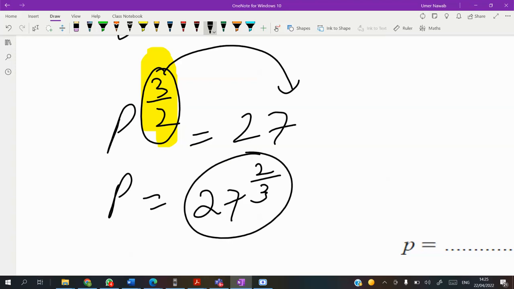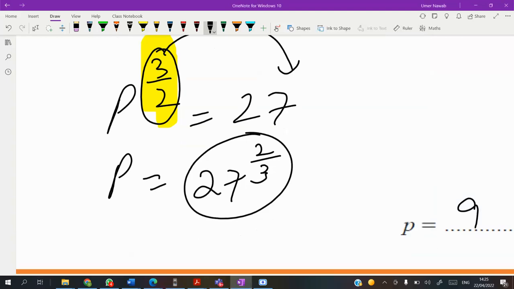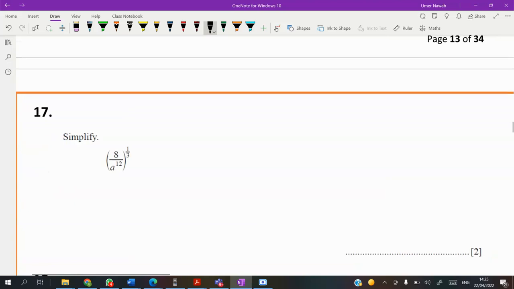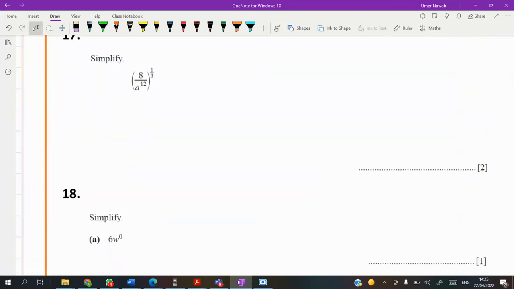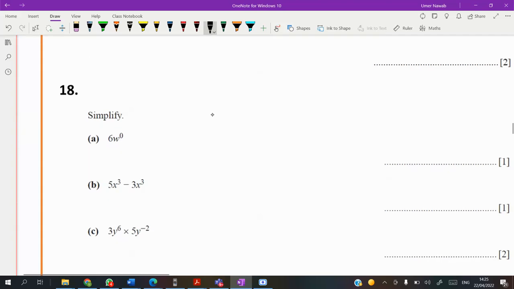Now, what is 27 raised to power 2 over 3? The answer will be 27 raised to the power 2 over 3. It gives you 9. And then we have 8 raised to power 1 over 3, and 8, 12 times 1 over 3. This will be 2, and this will be 4. Oh, guys, be careful.